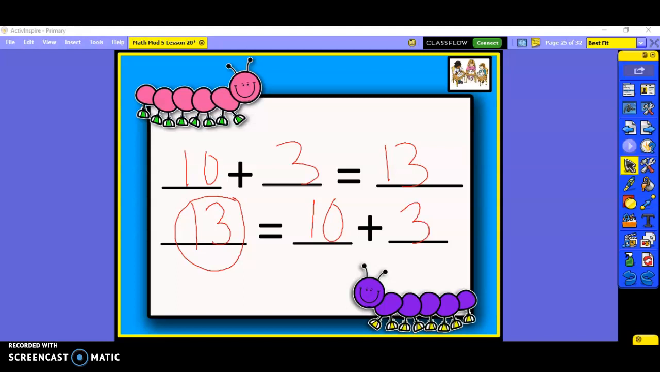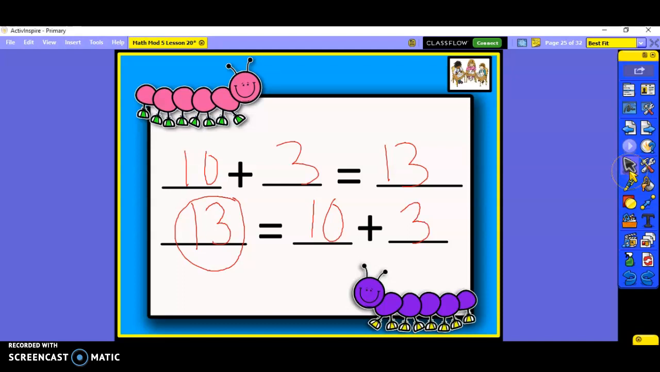All right, we are back with our math lesson today. We were working on writing our number sentences to match our parts and whole in our number bond. First, we wrote our parts as 10 plus 3 equals 13.